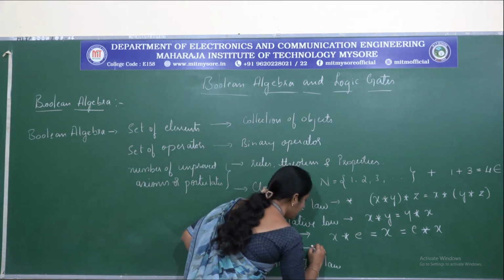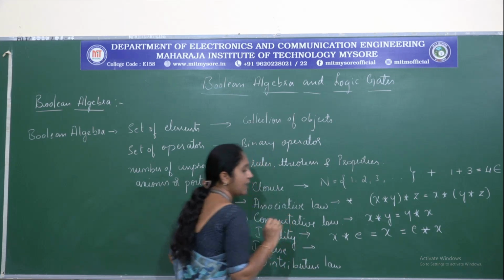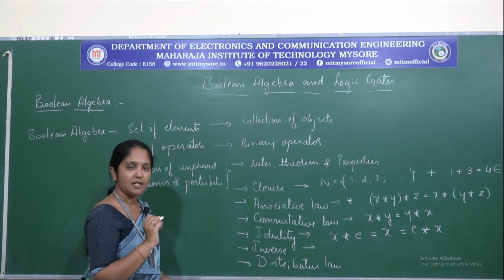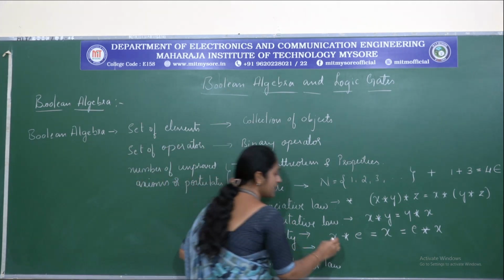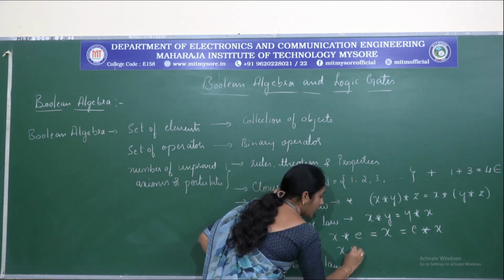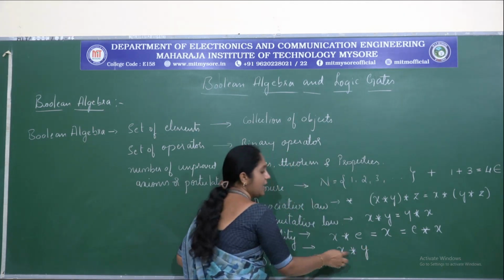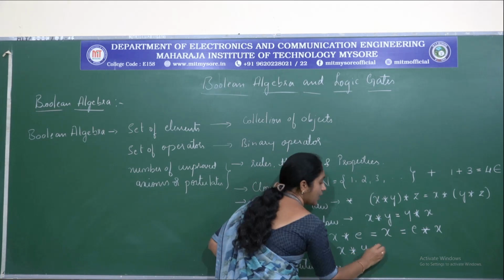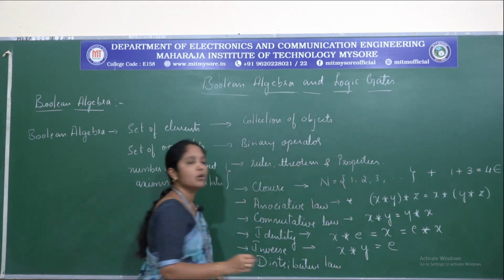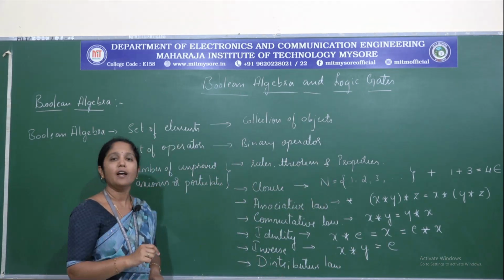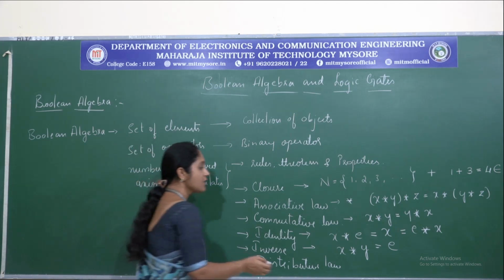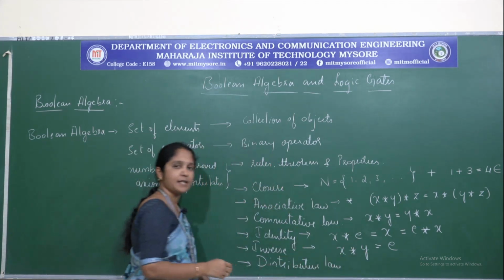So the inverse property says that if a set has an identity element, then there will be some element y which will result in x star y is equal to E. So whenever we have such a relation, then we say y is the inverse of x.